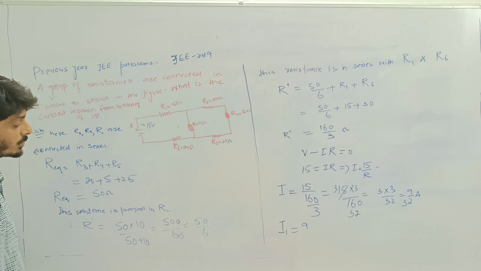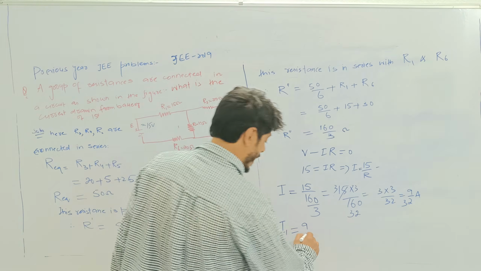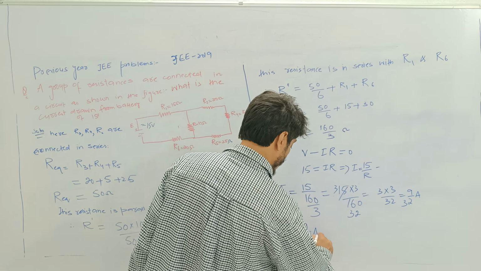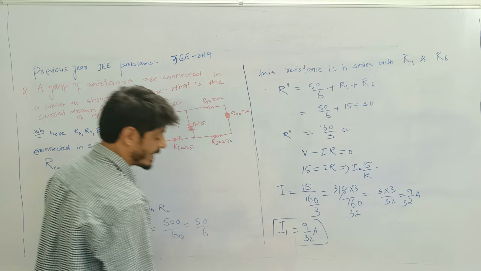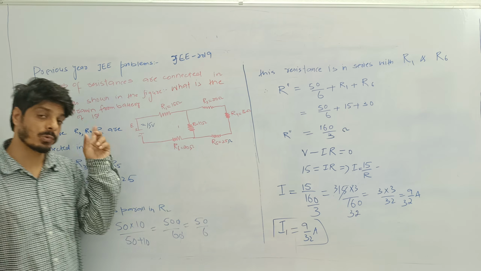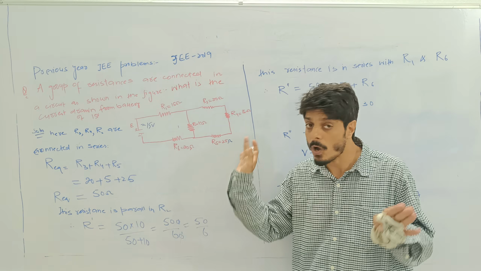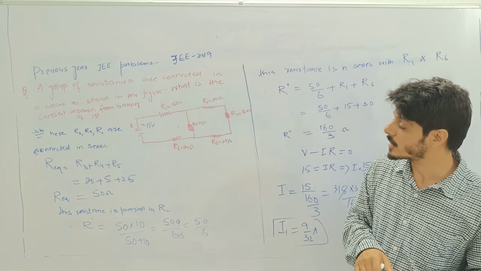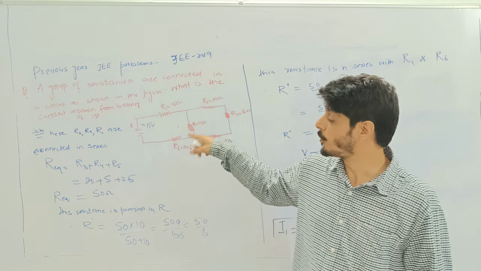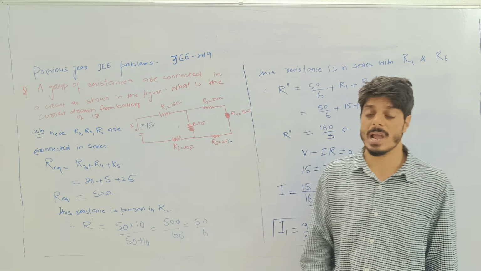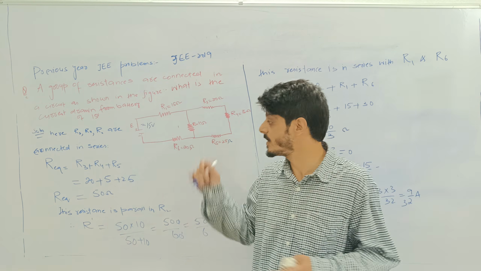So this is the answer for that question, 9 upon 32 ampere. Again, I will recap this problem. This question has been asked in JEE 2019. A group of resistances are connected in a box, and a 15 volt battery is connected in this circuit. We have to find the current drawn from the 15 volt battery.